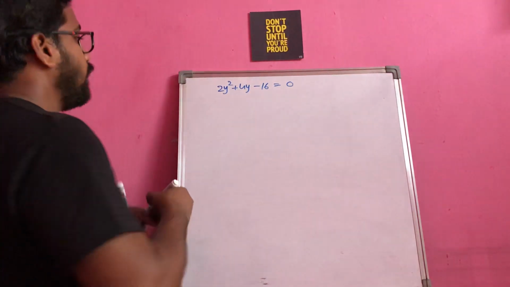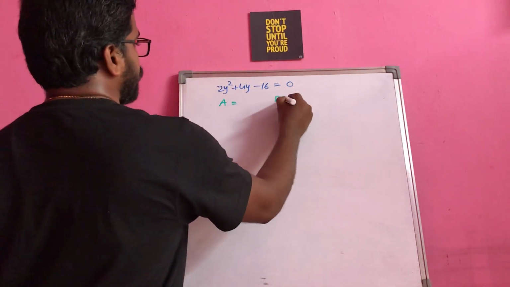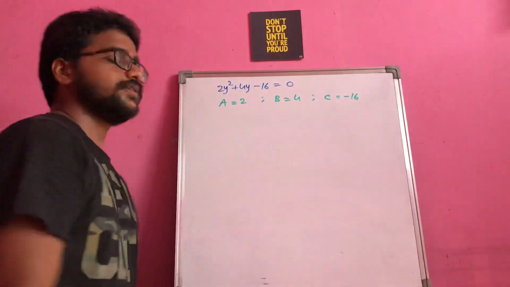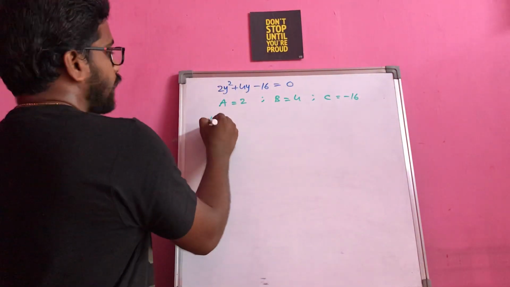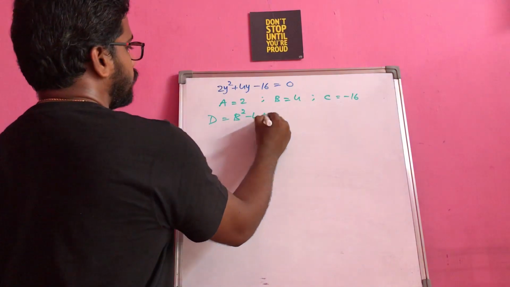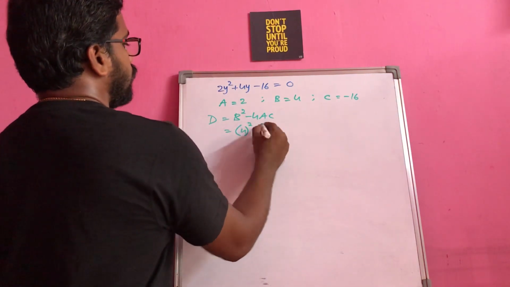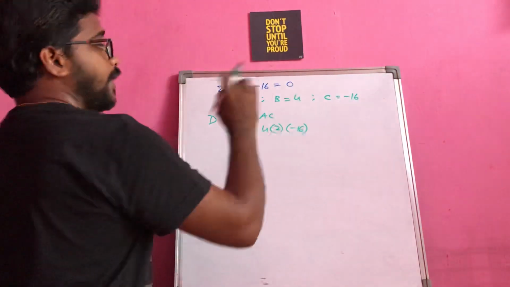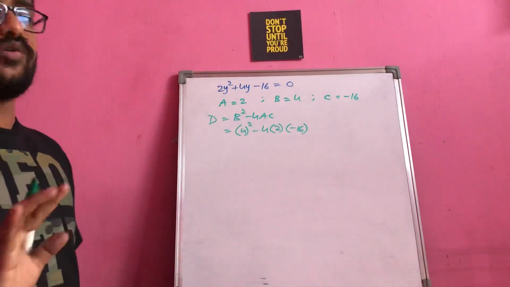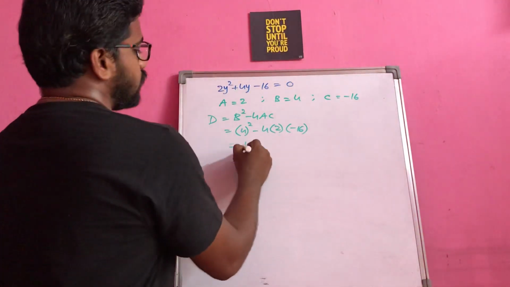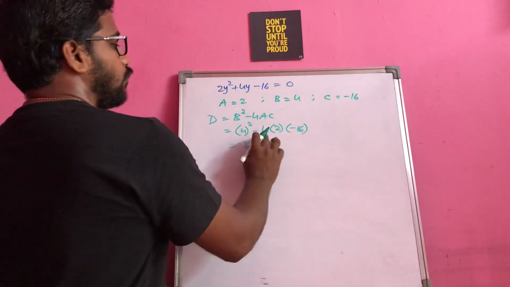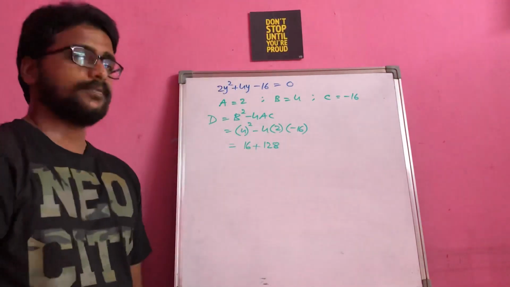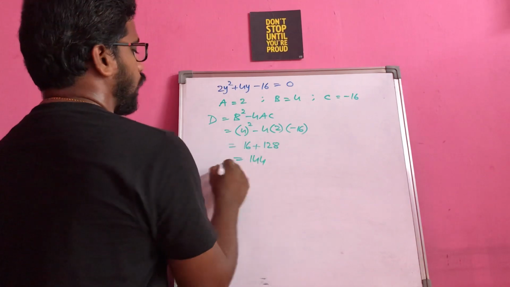Okay. So if you identify the values of A, B and C, A is 2, B is 4, C is minus 16. Now let us find D value. Discriminant: b square minus 4ac, 4 square minus 4 into 2 into minus 16. If you forget taking minus in any of the values, for sure you will go wrong. So please be careful. So this is 16, minus into minus is plus, 4 2s are 8, 8 into 16, it is 128. So if you add up these two, you are getting 144.